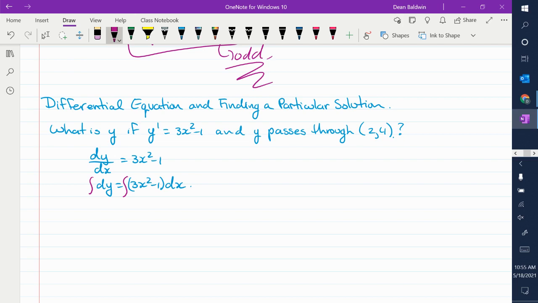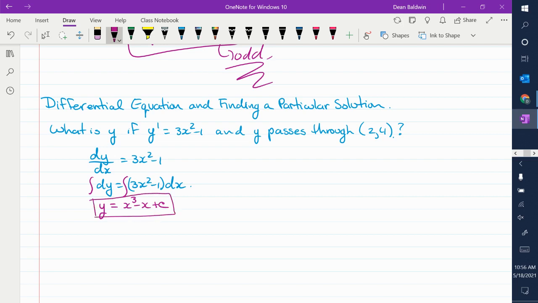If I integrate dy, what do I get? Just y, right? Because we're integrating with respect to y, and the derivative of it has to be 1. So I get y on this side is equal to, what do I get on the other side? What does 3x squared become? That becomes x cubed. What does the 1 become? Minus x, and what do we have to tack on every time? Plus c. So that's where we stopped when we were doing it before.